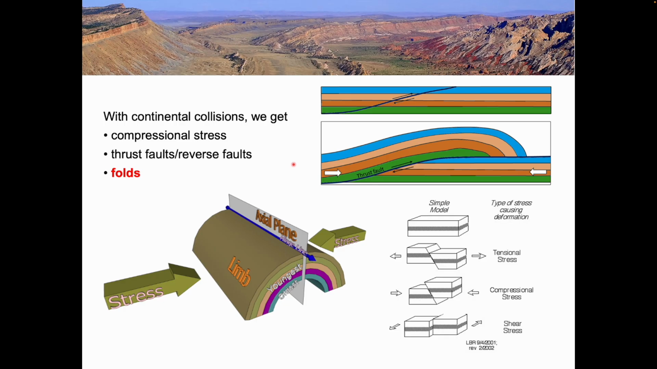On this slide, I've got a couple of different folds. I've got a simple symmetrical fold here of just some layers that have been bent into an arch shape. These are associated with compressional stress, as are shallow angle reverse faults, also called thrust faults, which can push land up and over itself. Associated with this process of thrusting is also folding of the overlying rocks in the hanging wall.